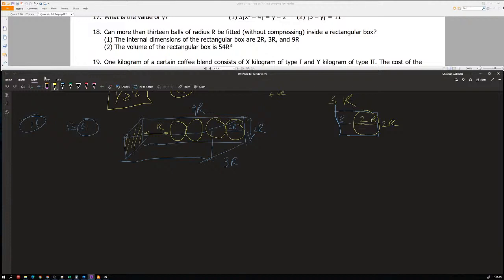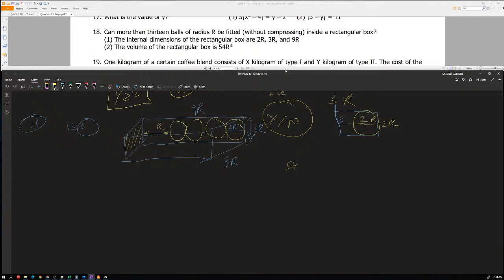Now let's see, the question says, can we fit more than 13 without compressing in a rectangular box of these dimensions? So at least we can say yes or no, right? Either it will fit or it will not fit. Next thing is, since we are given dimensions, we can use volume. The volume of the rectangular box is 54R cube.